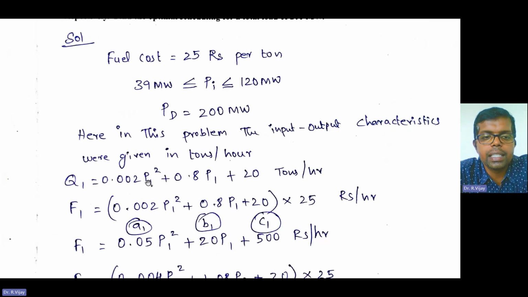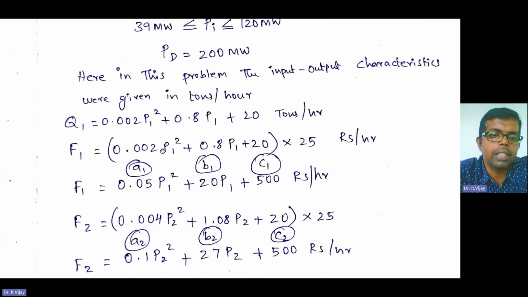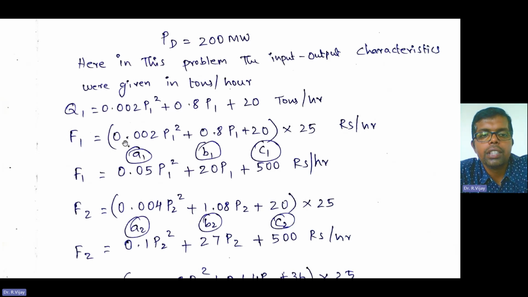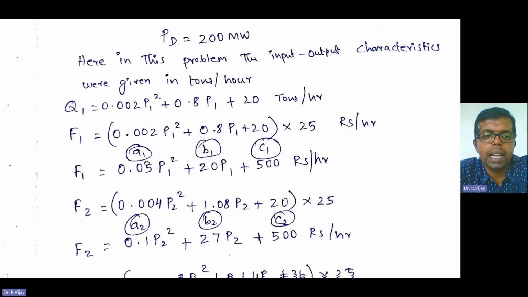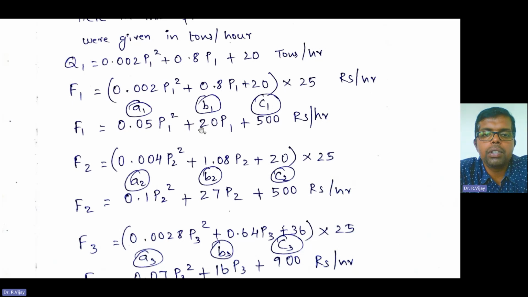So the Q1 equation is there now. You just multiply with 25, and the equation turns into rupees per hour, because the fuel cost is 25 rupees per ton. If you multiply this, automatically rupees per hour will come. So here we are calculating F1 as 0.002 P1 squared plus 0.8 P1 plus 20 into 25 rupees per hour. So you'll get 0.05 P1 squared plus 20 P1 plus 500 rupees per hour.